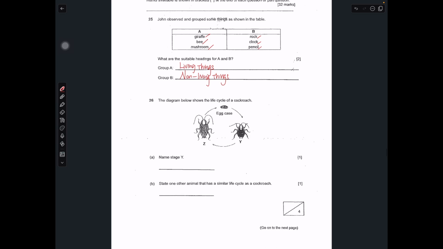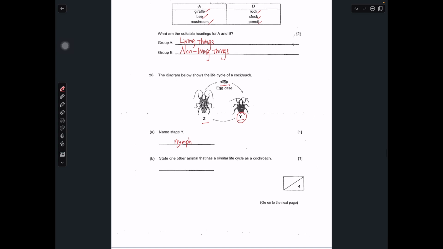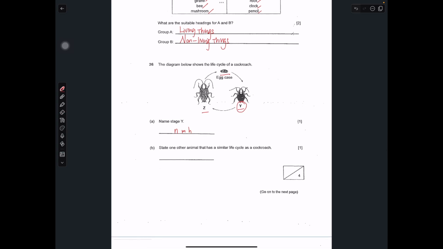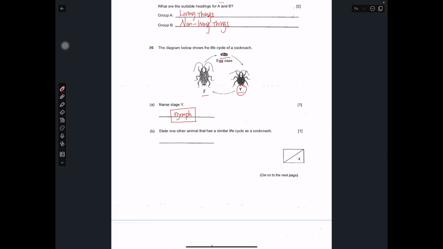Okay, so the diagram below shows a life cycle of a cockroach. You've got the egg, then you've got Y, and you've got Z. Y will be the nymph. The name is spelled in this way. State another animal that has a similar life cycle as a grasshopper. There are a few answers that you can write. You can write grasshopper. I think you can write chicken as well as frog. These are the three animals apart from cockroach that have 3 stages in their life cycles.